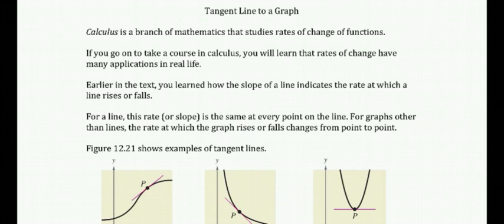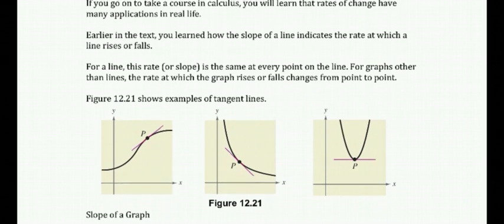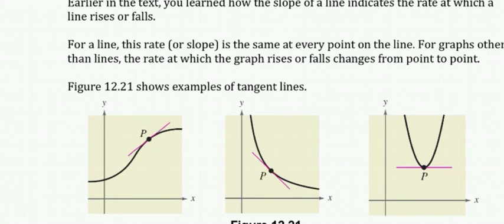Now, if we have something that's not a line, the rate at which the graph rises or falls changes from point to point. So here are some examples of tangent lines. A tangent line really just means it touches one part of the graph. This one touches right there at point P, but the other parts of that line don't touch the curve. It just barely grazes that point.